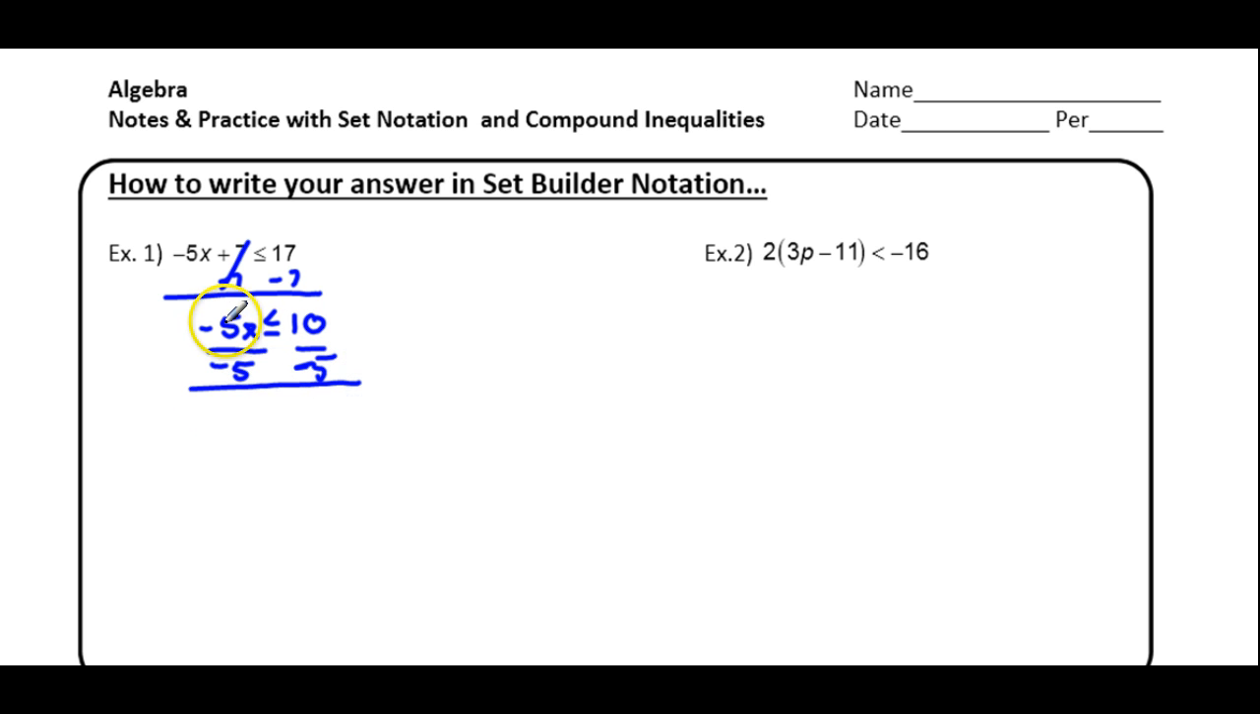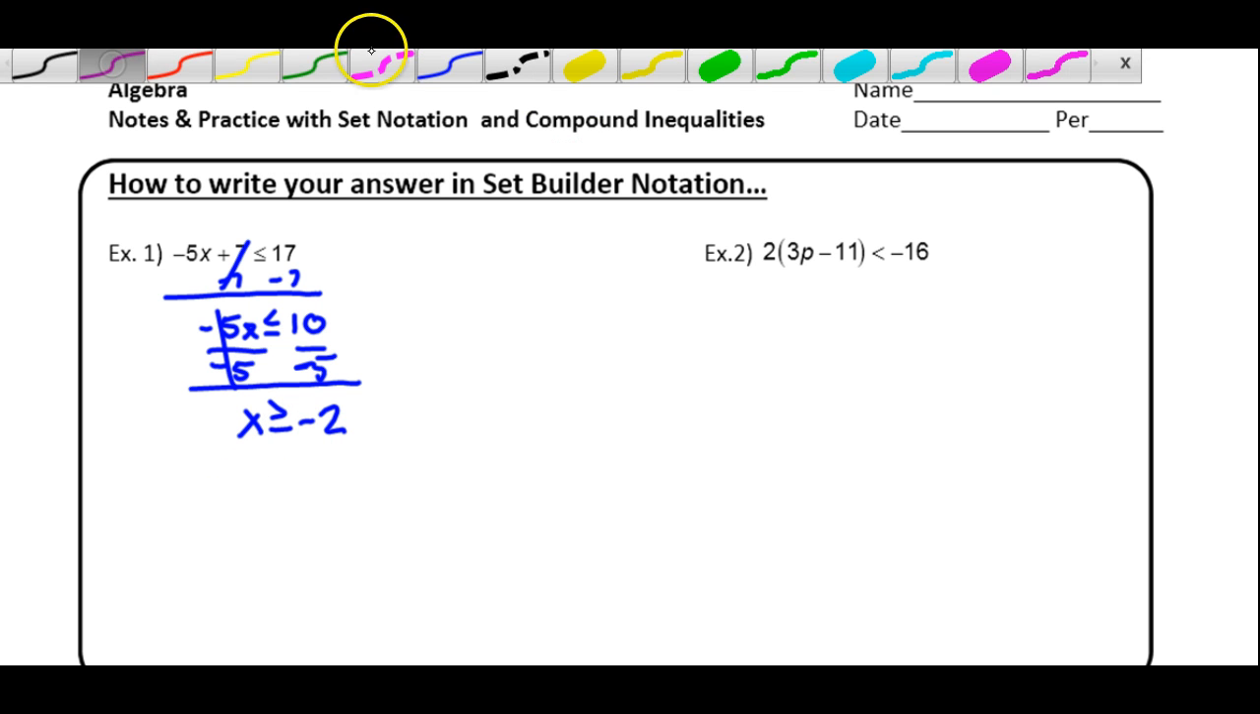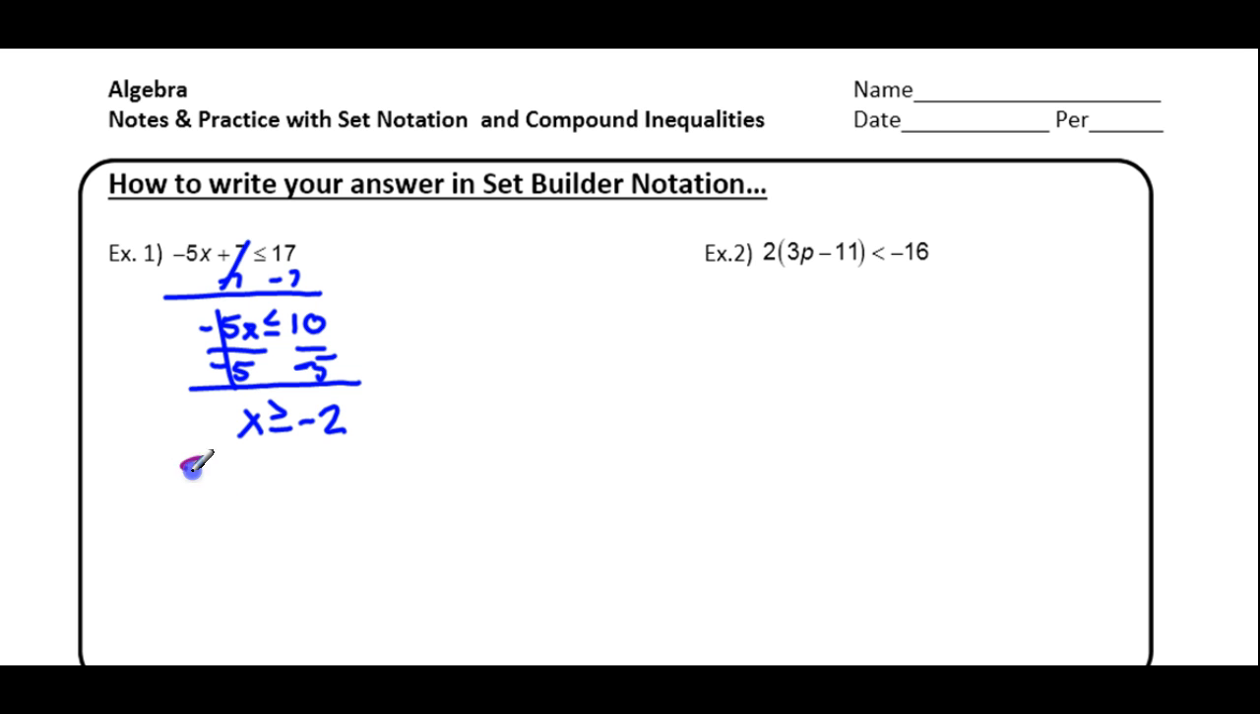Hopefully your brain's sounding the alarm and you remember that because we're dividing by a negative, we have to flip the sign. 10 divided by negative 5 is negative 2. So our answer is x is greater than or equal to negative 2. To put it in set builder, remember we start off with our braces for a set: x such that x is greater than or equal to negative 2. Same answer, just writing it a little fancier.